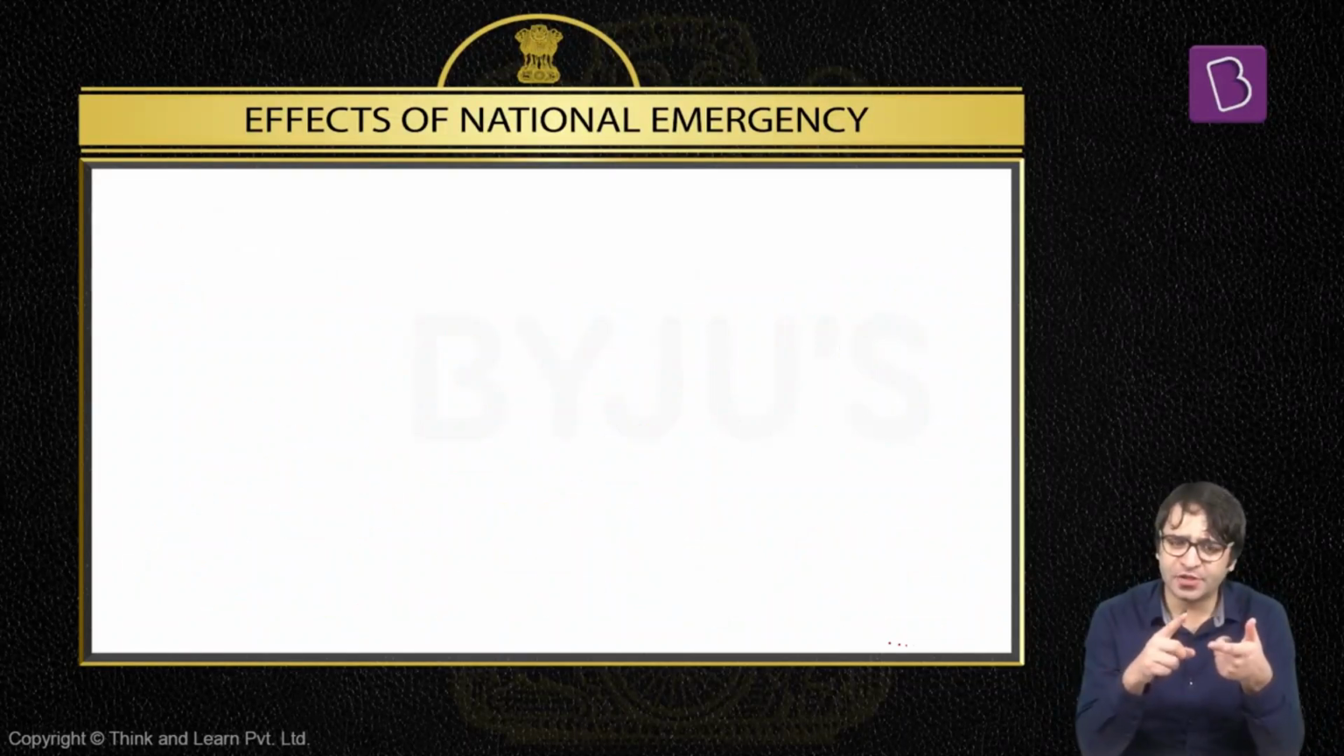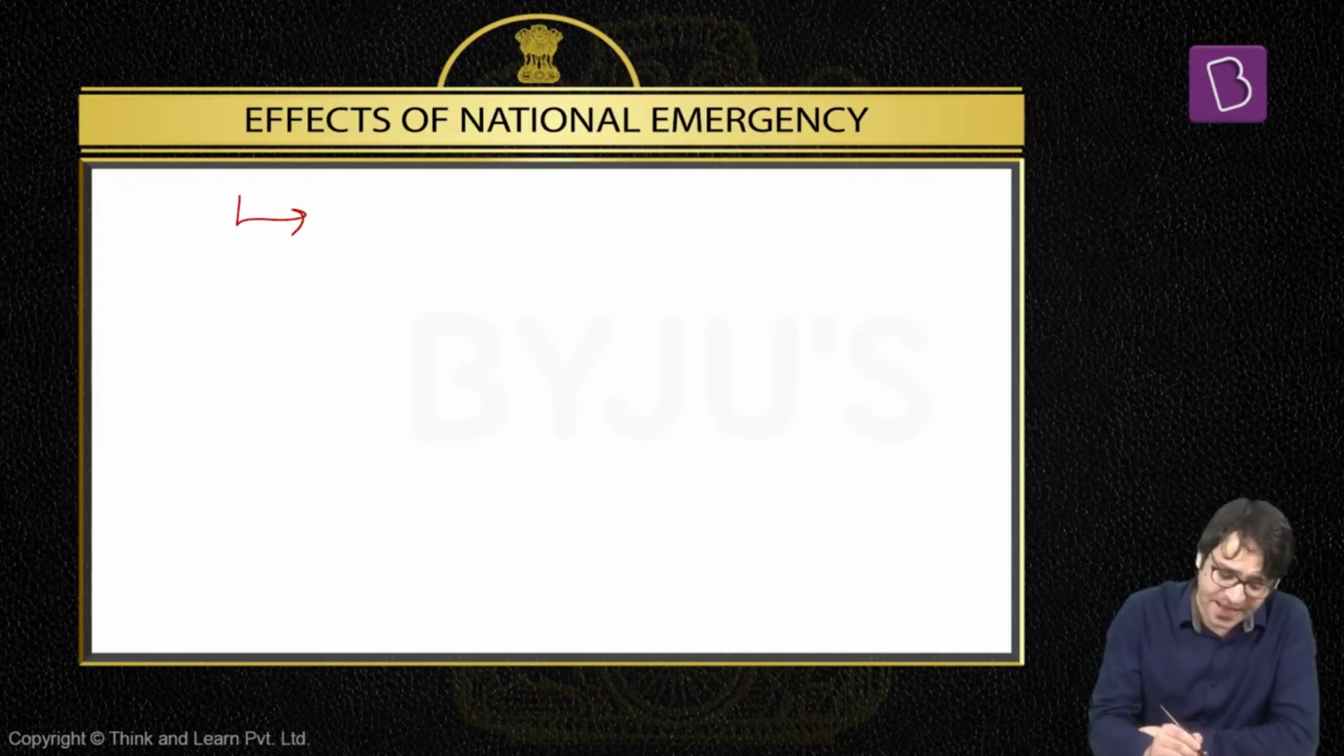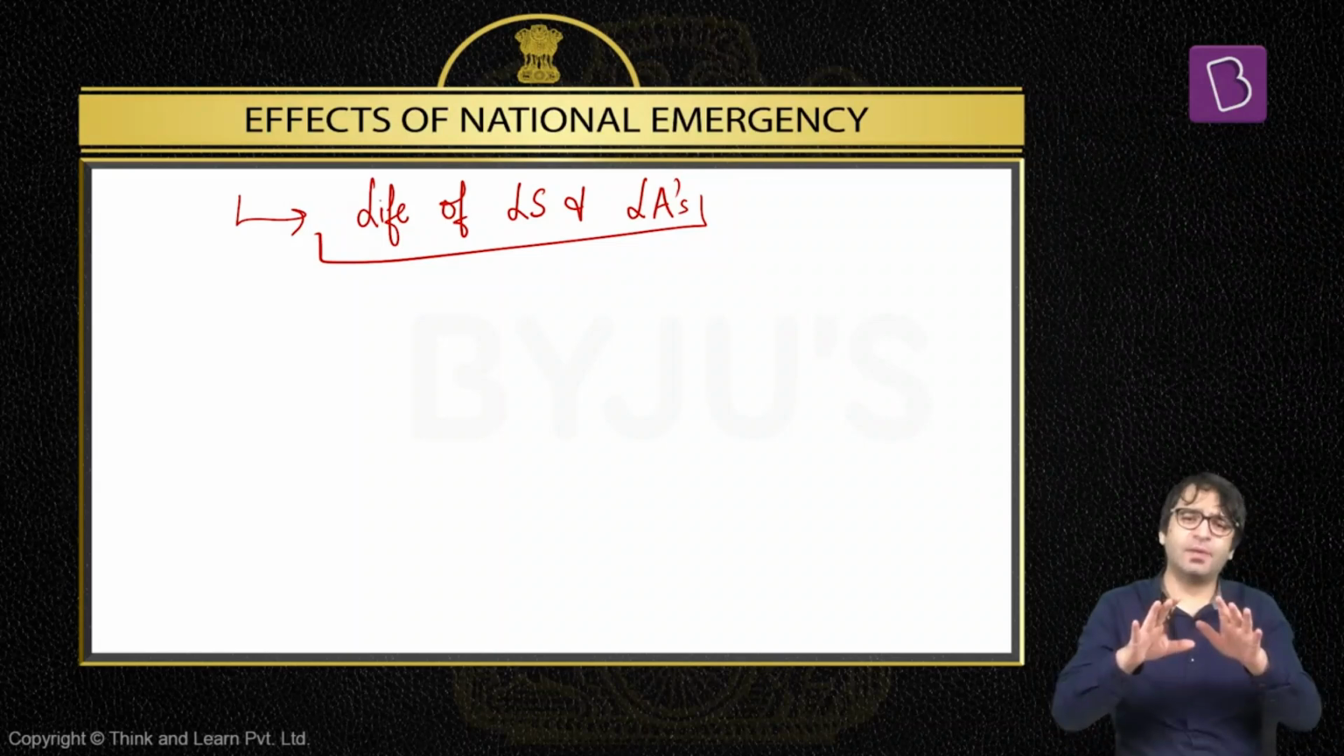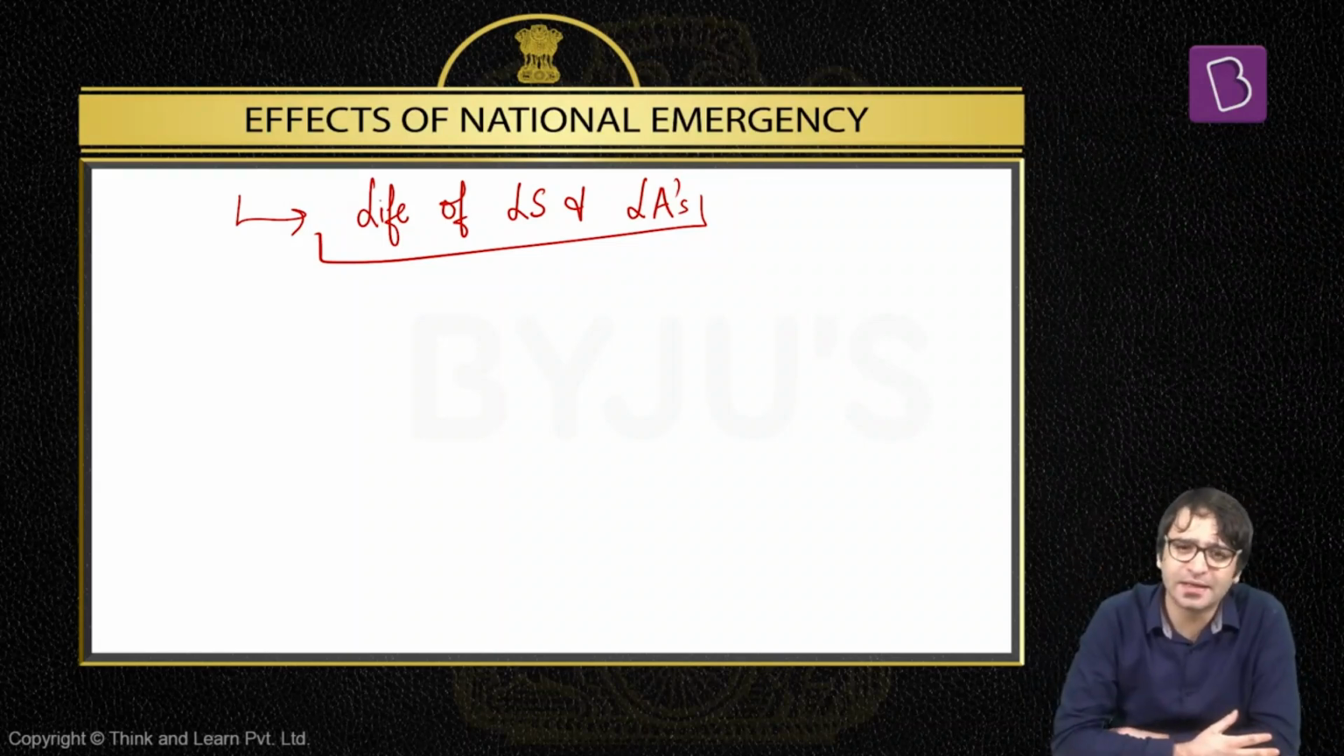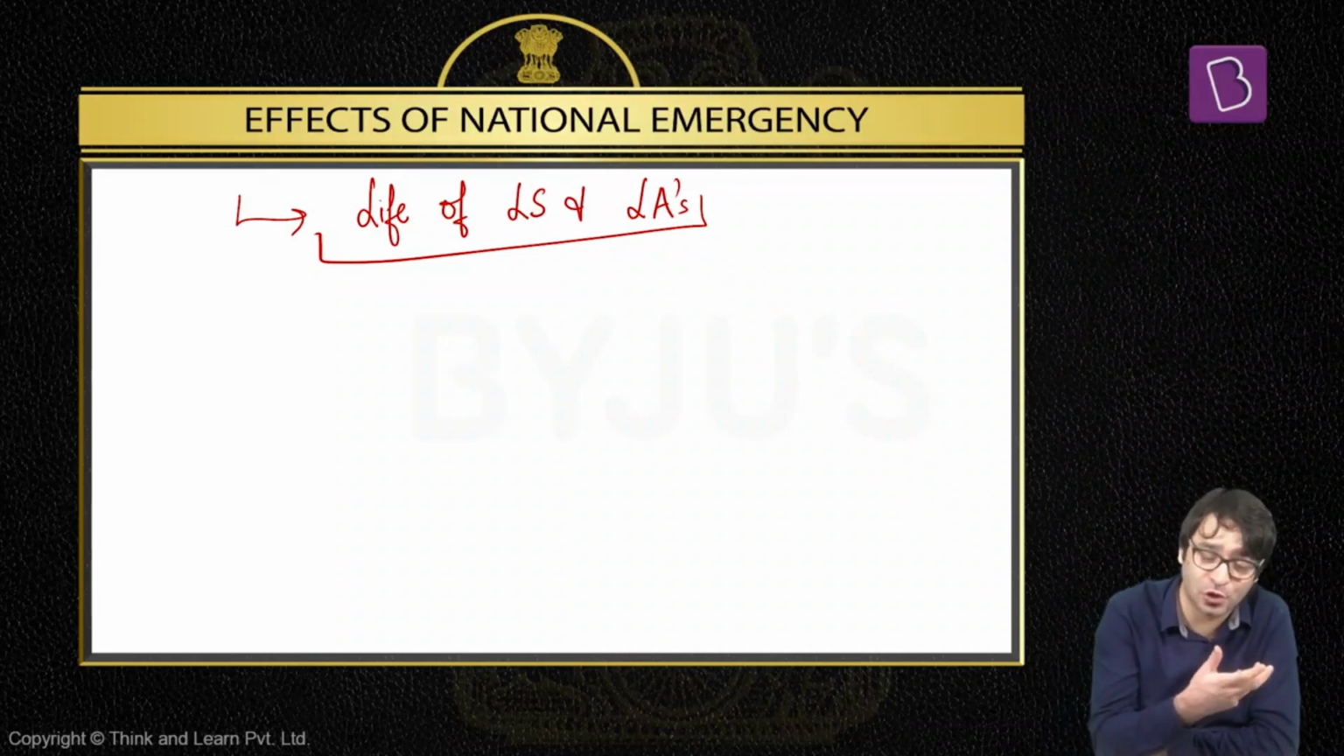So the effect of national emergency is number 1 on state executive, number 2 on state legislature, number 3 on financial matters. In fact, there is an impact on the life of Lok Sabha as well as legislative assemblies. Now, please tell me one thing. There is war going on. Is it possible to conduct an election during war? Is it possible to conduct an election during external emergency or external aggression? Is it possible to conduct an election because there is armed rebellion going on?